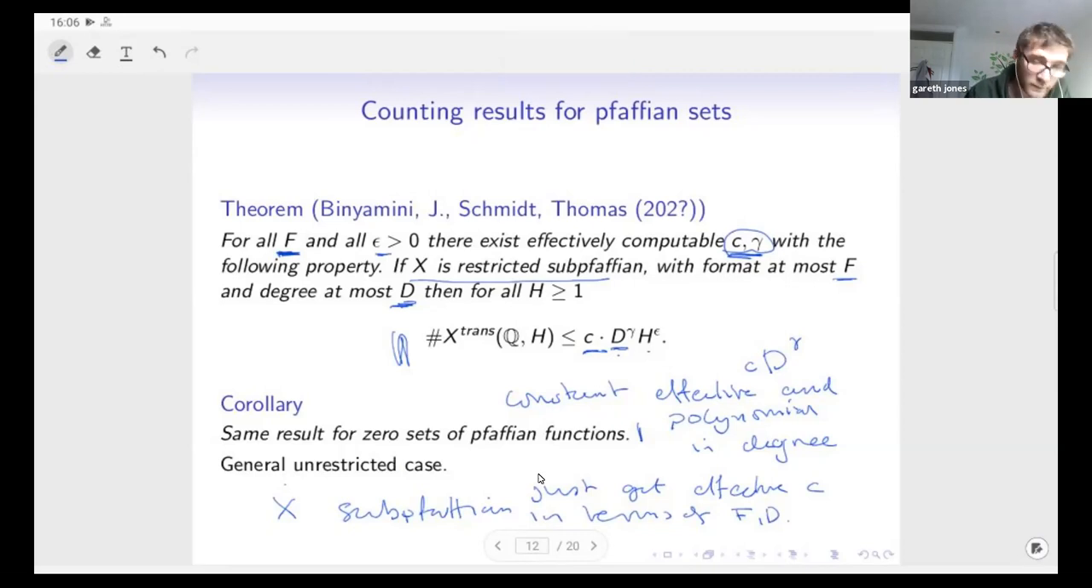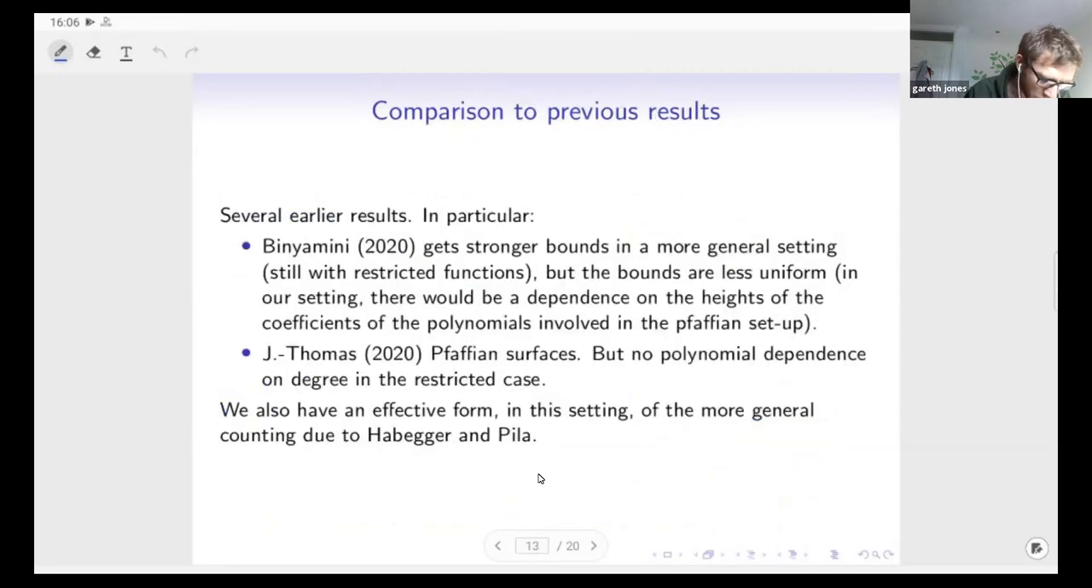Okay, so that's our result. I'm just going to compare it to what was known already. Galvin Yamini has a stronger result in a more general setting. So he still works with restricted functions, and he gets a bound of the form log H to a power. But his constants are less uniform.